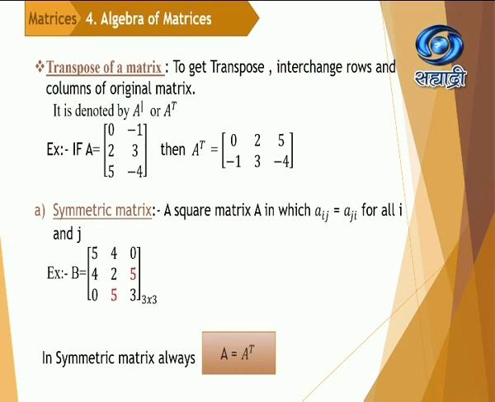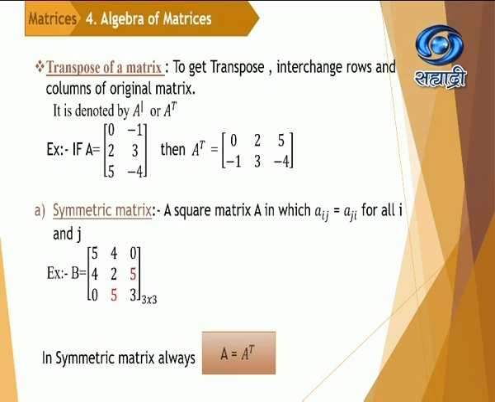Here is the example: A with the order 3 cross 2. Then A transpose is just, you have to change the places of rows and columns. You'll observe here in A, 0, 2, 5 is the first column. In A transpose, it is the first row. And for A transpose, the order is 2 cross 3.